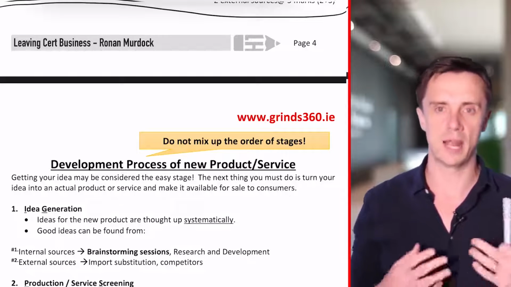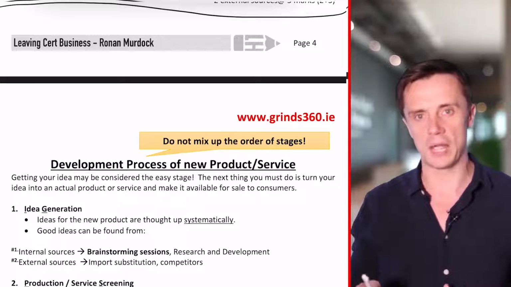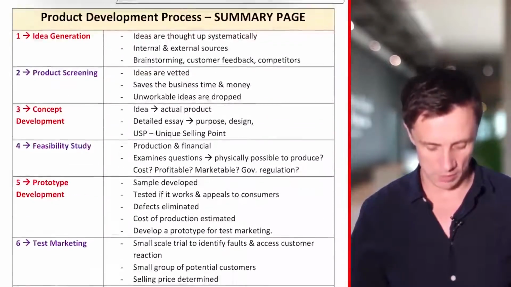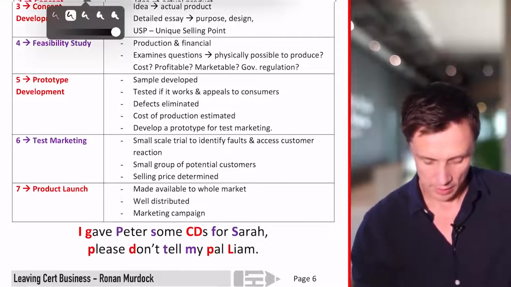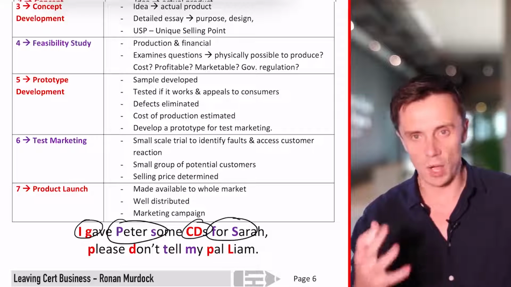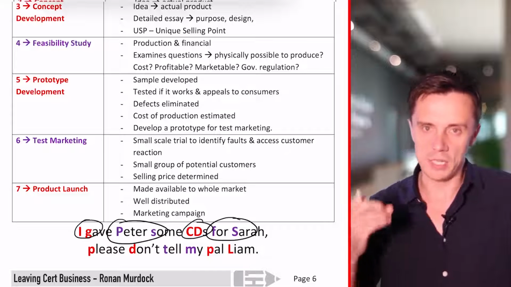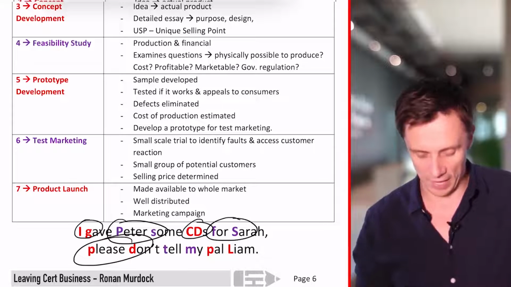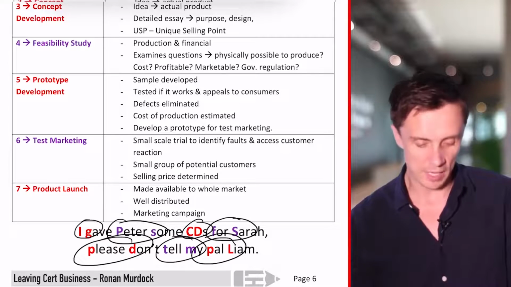Now, I've a sentence that helps me remember the order of the stages. It goes like, I gave Peter some CDs for Sarah. Please don't tell my pal Liam. What you're doing there is matching the letters up with the stages. So I gave is idea generation, Peter is product screening, CDs is concept development, for Sarah is feasibility study, please don't is prototype development, tell my is test marketing, pal Liam is product launch. All right, so that's what you have there.